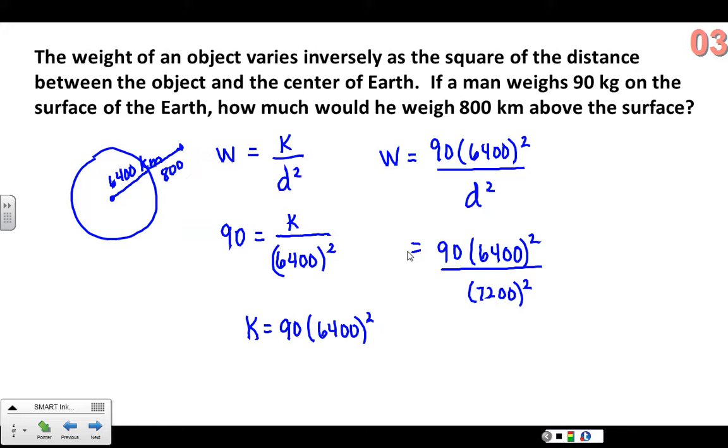So we need to reduce this fraction, or we could possibly use our calculator to do all the number crunching. I'm going to say 90 times 6,400 squared over 7,200 squared. I see some reducing that I can do here. 90 would go into 7,200 80 times.